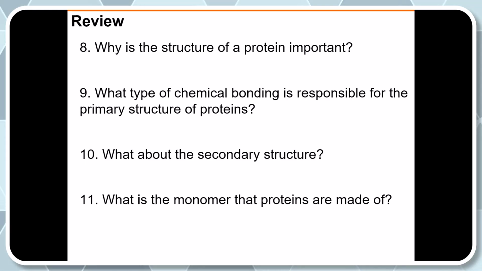What kind of bonding is responsible for secondary structure? That would be a hydrogen bond. Remember, secondary structure is when the amino acids start to fold with each other, so that's hydrogen bonding that does that. And then number 11, what is the monomer that proteins are made out of? That's an amino acid. Amino acid is the monomer of a protein.